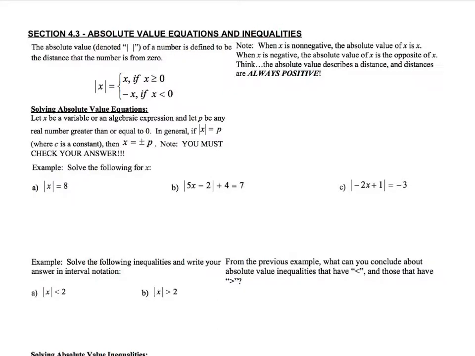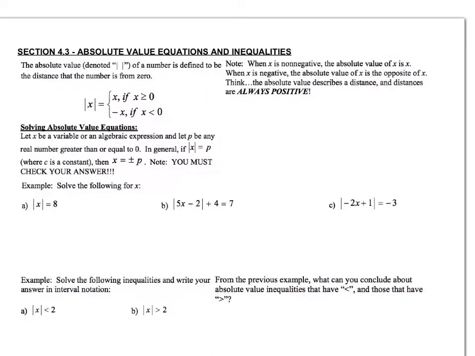And so we're going to go through first what absolute value means, okay? The absolute value of a number is denoted by these symbols here, and it is defined to be the distance of that number from zero, okay? So let's take a look at what all this notation means.